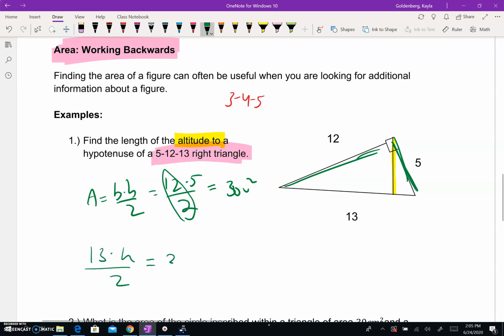Now that area is also going to be equal to 30 because the area is the same. We're just using a different base and height in order to find it. So in addition to working backwards, this is also like finding area in 2 different ways, using two different base and height pairs to find missing information.